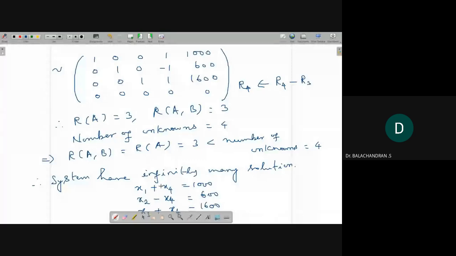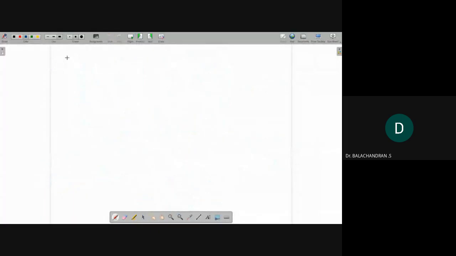So now we have 3 equations. Now we need to fix any one of the variables. You can take x1 equal to t, or x2 equal to t, or x3 equal to t, or x4 equal to t. I will take x4 equal to t.